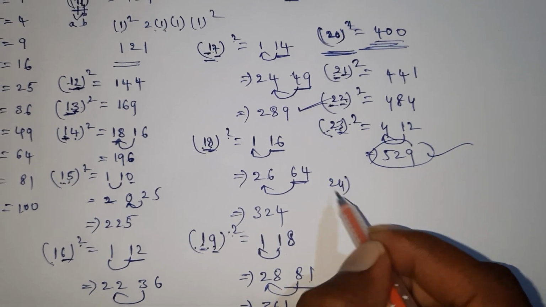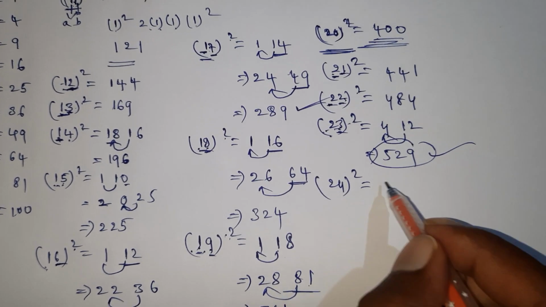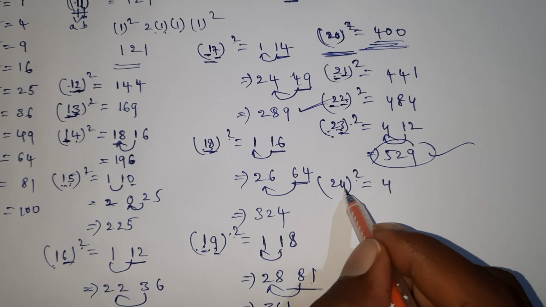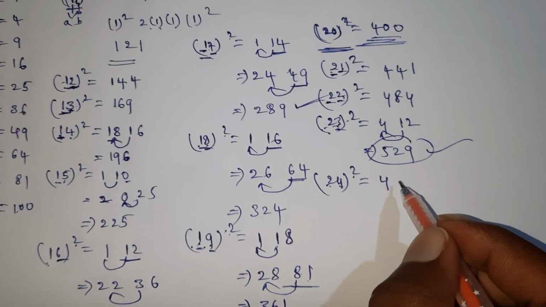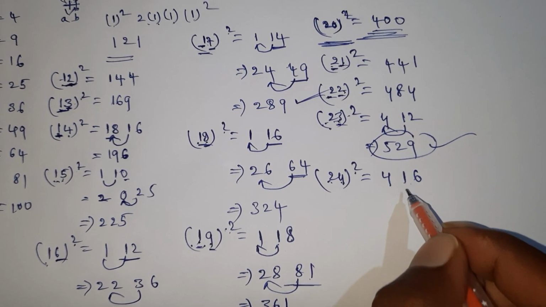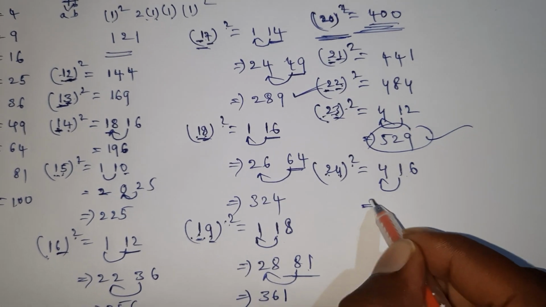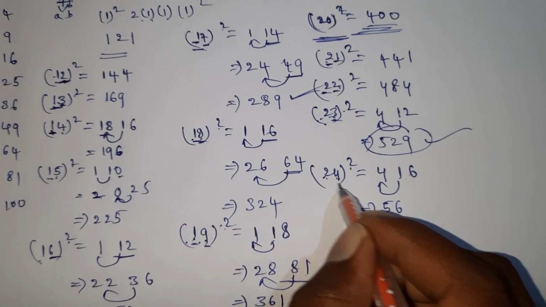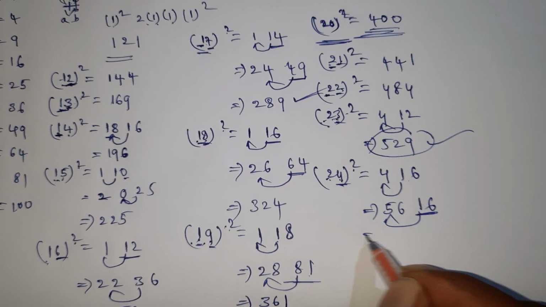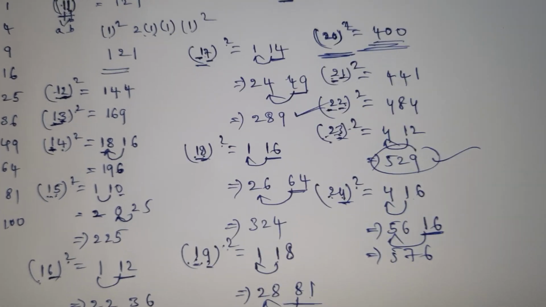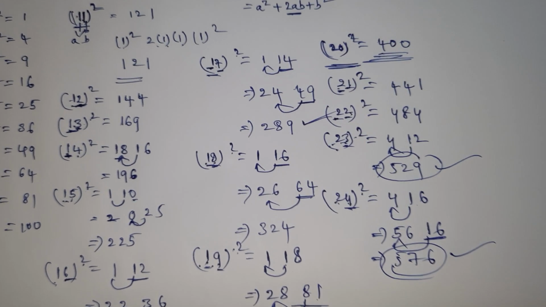And 24 square. 24 square means 2 2s are 4 and 2 into 4 into 2, how much? 2 4s are 8, 8 2s are 16. So in this 16, 1 is carry, added to 4, so 5, 6, and 4 4s are 16. In this 16, 1 is added to 56, so 5, 7, 6. So 576 is 24 square.